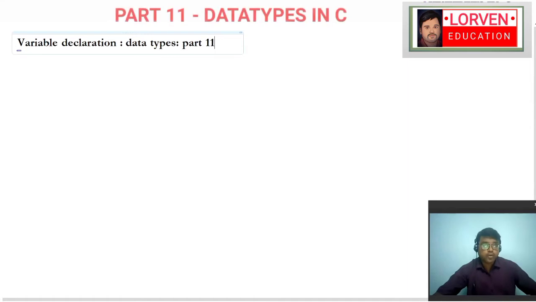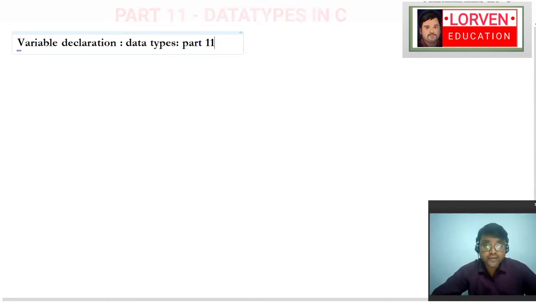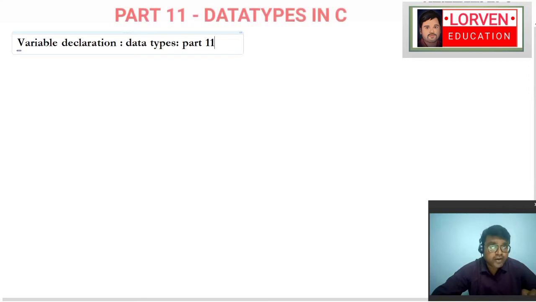So in part 11 we will be talking about the concept of how we declare a variable. In the previous class we have seen what a variable is and what the rules are to be followed when giving a name to a variable. Now we will be talking about how to declare a variable, and what things are required for declaring a variable. So whenever you are declaring a variable, the declaration of a variable is like this.